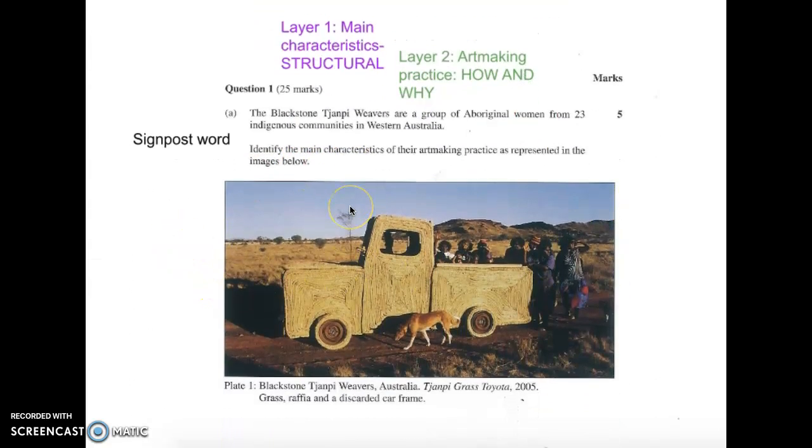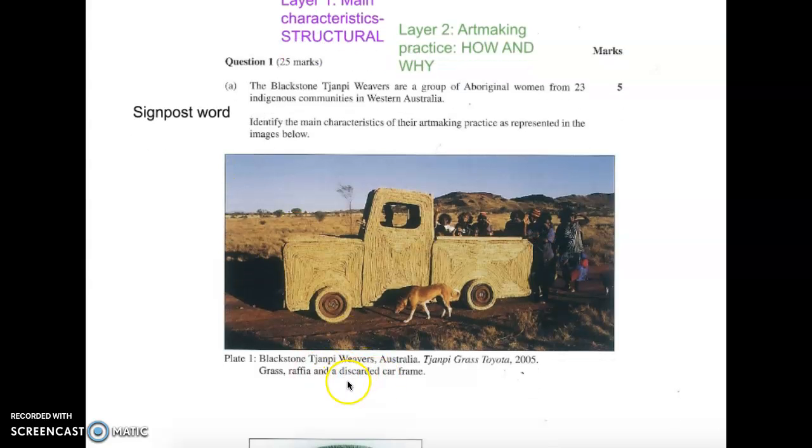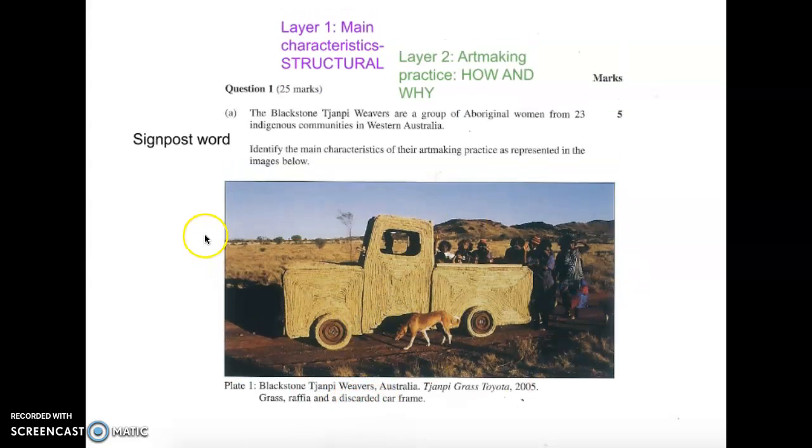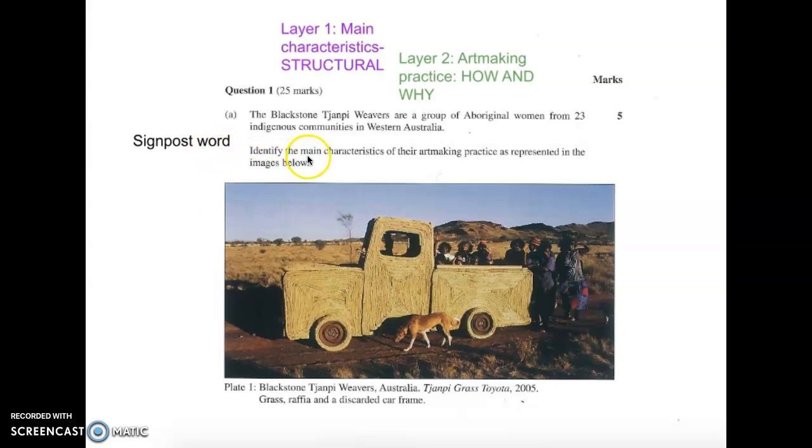This one you would have seen in the previous lesson that we just did. Identify the main characteristics of their art-making practice as represented in the images below. Signpost word, identify, which means you need to be able to pick out from the information given and the images. The main characteristics is the first layer, which means you're going to be using the structural frame. And art-making practice is the second layer, the how and the why they make art.